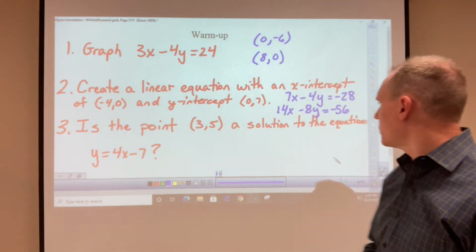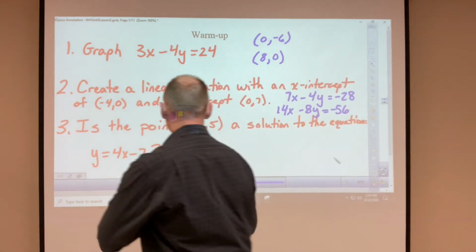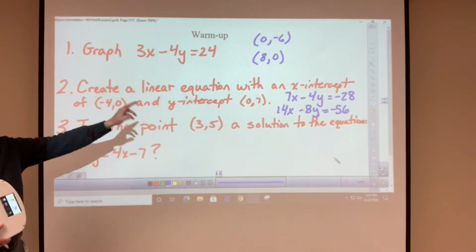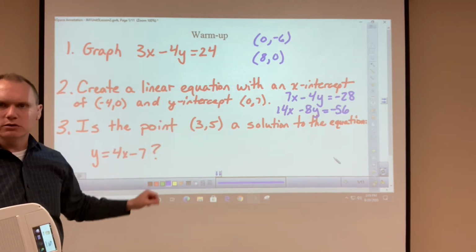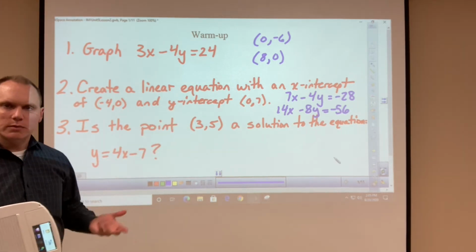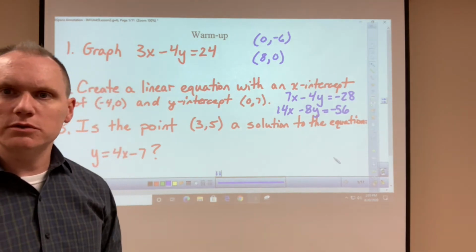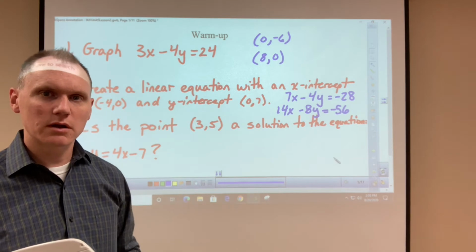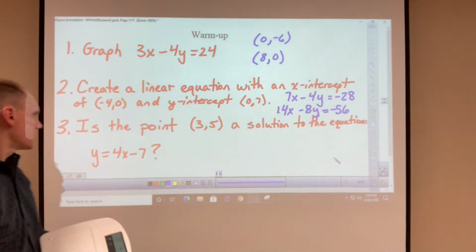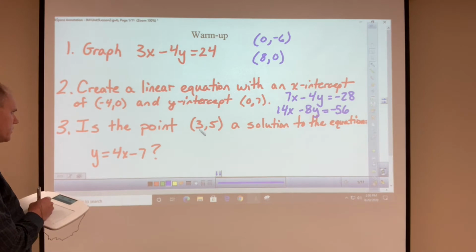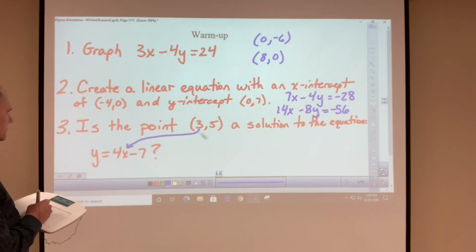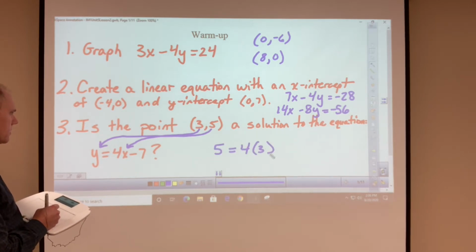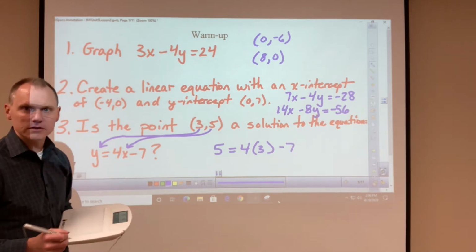All right, number 3, is the point 3, 5 a solution to the equation? So we've got this equation here. Is that point, 3, 5, a solution to that equation? Well, to make sure that it is, we need to substitute those values in for x and y and see if we get a true statement. If we get a true statement, then it is a solution to the system. So let's substitute 3 in for the x and 5 in for the y. We're going to get 5 equals 4 times 3 minus 7. Let's see if this is equal.